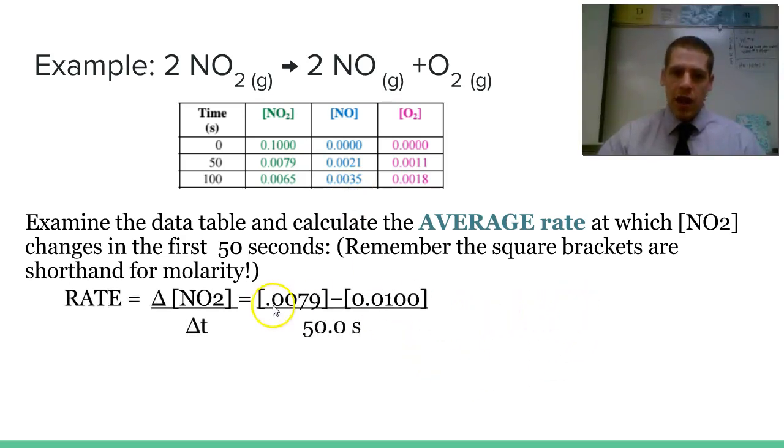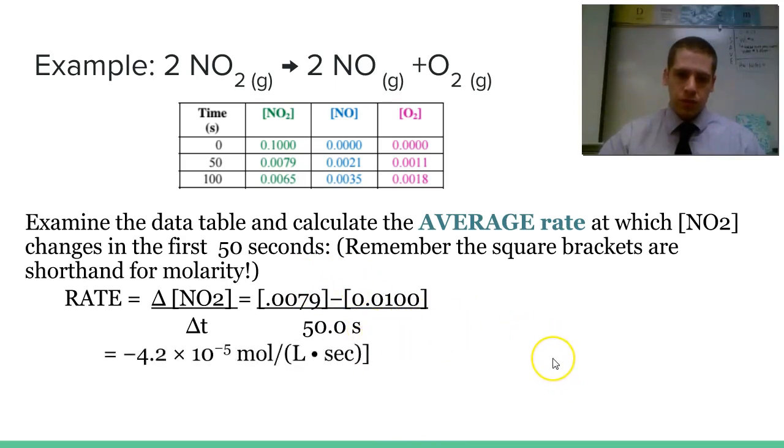All right, you should have done something like this, where we look at our change in concentration over our change in time. And it tells us to do the first 50 seconds. We could have done from 50 to 100 as well. But in this case, it's final minus initial. It's always going to be final minus initial, and over our 50 seconds.